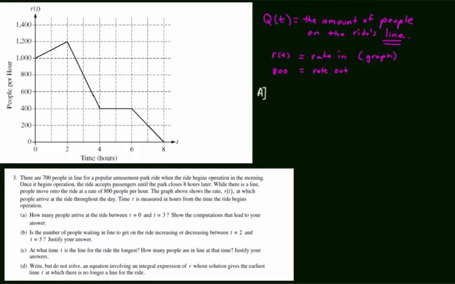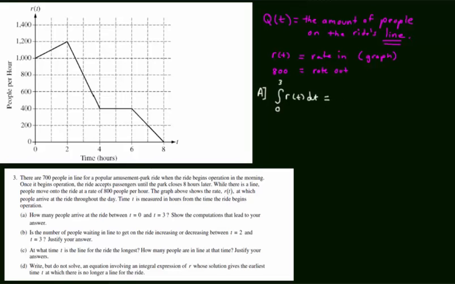Part A, how many people arrived at the ride's line? How many people arrive between t equals 0 and t equals 3? Show the computations that led to your answer. So what we want to find is the integral from 0 to 3 of r of t dt. That would be integrating rate times time of coming into the line.